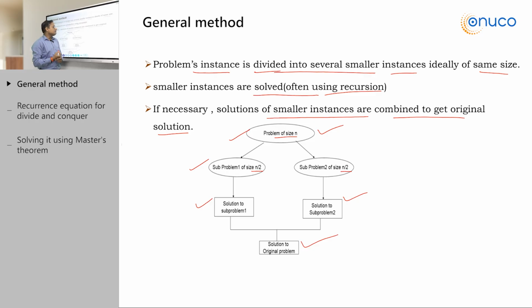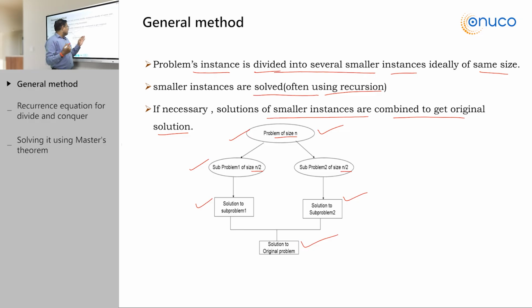Say for example, if you are going to sort a list of 10 elements, there are two ways. We can sort the first 5 elements and the last 5 elements, and finally merge them, and we will find the final sorted elements.